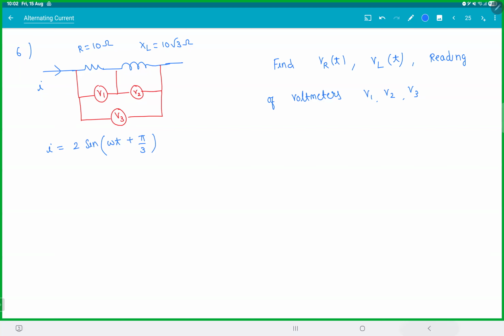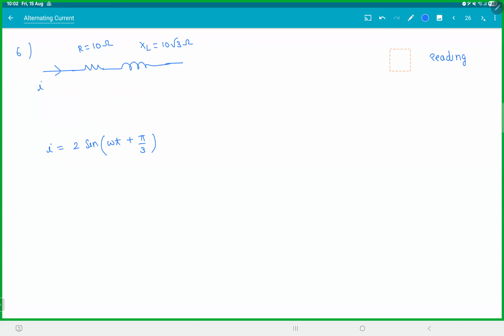Let me show you. Let's forget about the voltmeters for a moment. First of all, resistance is what? R bar is 10 into 0. So you convert resistance also into phasors. What is XL bar? XL bar is 10 root 3 J, which is 10 root 3, 90 degrees. What is I bar? 2 into 60 degrees.